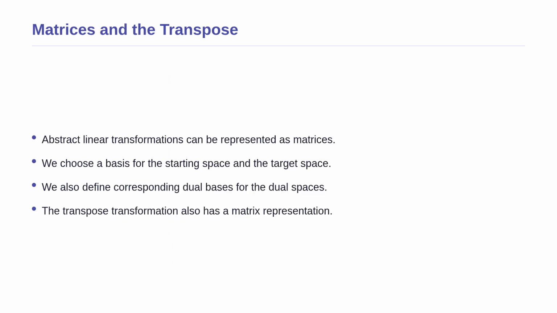Now that we have a clear geometric picture, we can connect this abstract concept to matrices. One of the most beautiful results in linear algebra is how the transpose of a linear transformation relates to the standard matrix transpose. To do this, we represent our forward linear transformation as a matrix by choosing a basis for our starting and target spaces. We then use the corresponding dual bases to find the matrix representation of the transposed transformation. This connection is vital for computation.